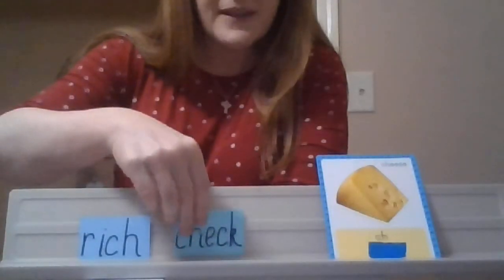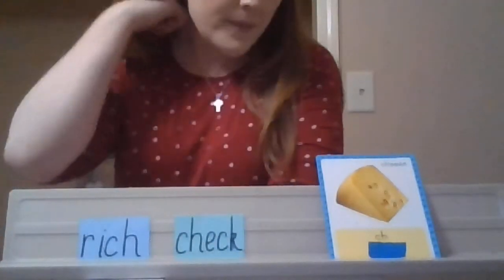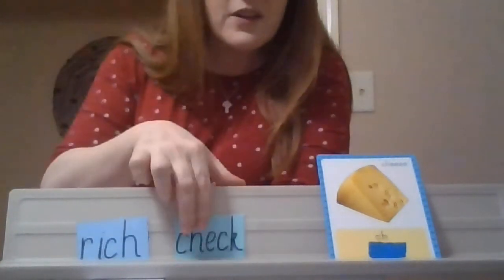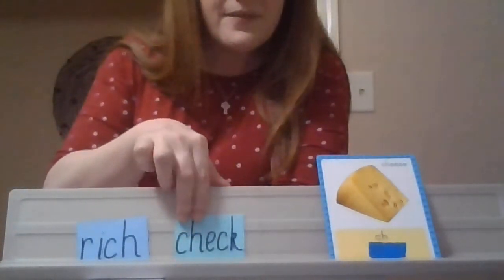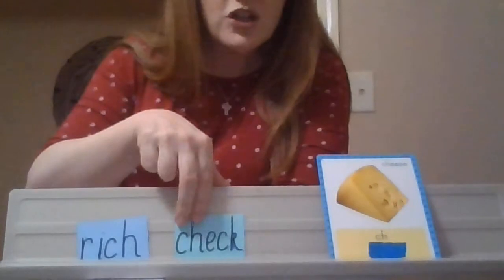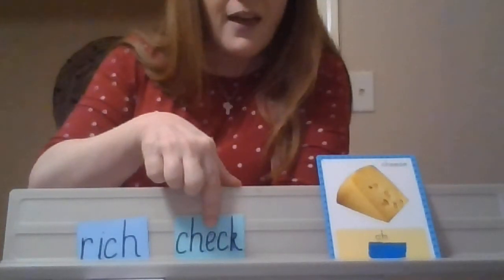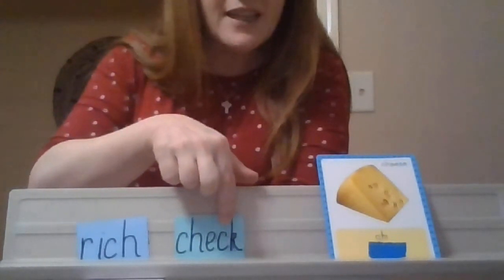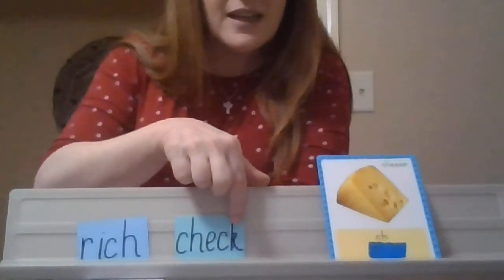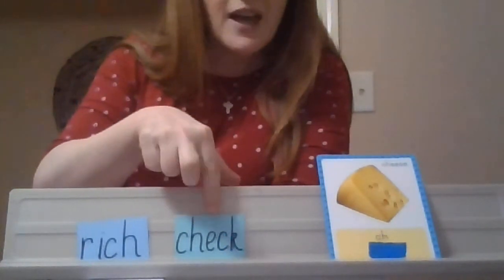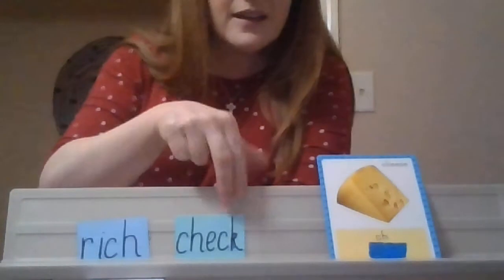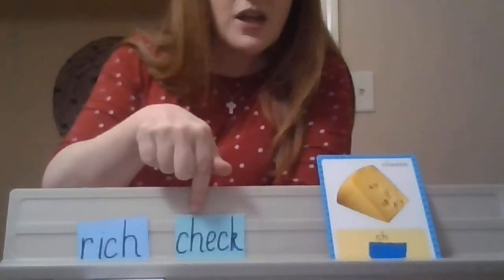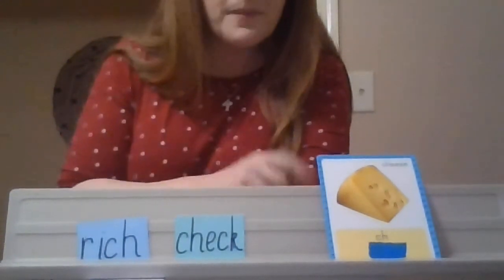Okay. Let's look at this word right here. What do these letters say? C-H, ch, eh. And then remember, C-K goes together and says k. So we have ch, eh, k. Let's blend those together. Ch, eh, k. What's this word? Check.